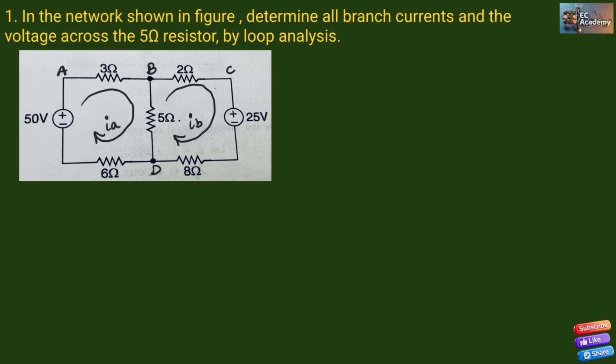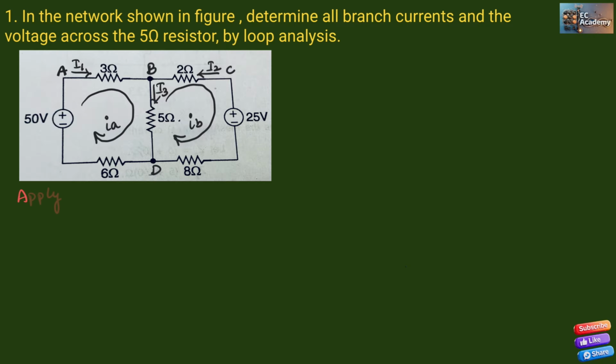Let us write the branch current between A and B as I1, the branch current between C and B as I2, and the branch current between B and D as I3. Here the direction of these branch currents will depend upon the voltage source that is connected. So I1, I2 and I3 are the branch currents, and IA and IB are the loop currents as shown in the figure.